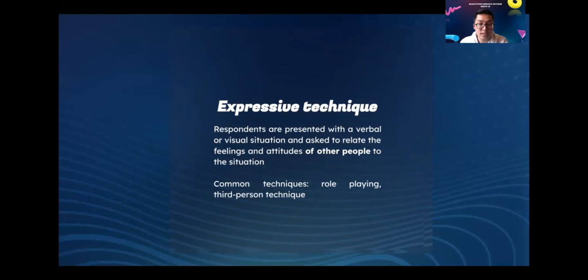And the final technique is the expressive technique. The respondents are presented with verbal or visual situations and are asked to relate the feelings and attitudes of other people to the situations. And the common techniques for this are role playing and the third person technique. So for role playing, the respondents take part in a certain situation, and they are required to think about what a person in that situation would do, and they need to do the same. And this is very beneficial for researchers to understand their feelings and their perspective at the subconscious level.